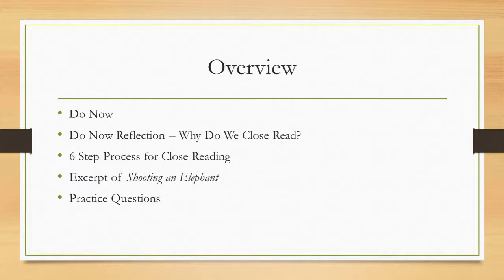Following this, I'll show you a short excerpt from Shooting an Elephant, a short essay by George Orwell that I admire, and highlight some features of the excerpt that I think should stand out to you if you do a close reading of the excerpt. Finally, I'll end this lesson by asking you a few questions about the short excerpt that should help you understand why I pointed you to the aspects of the excerpt that I'll highlight.